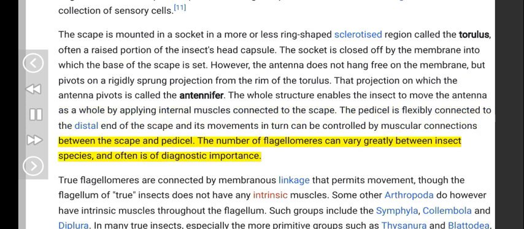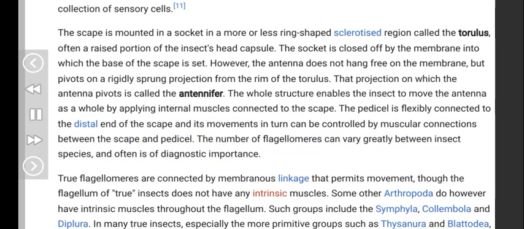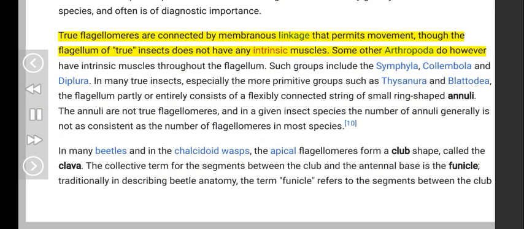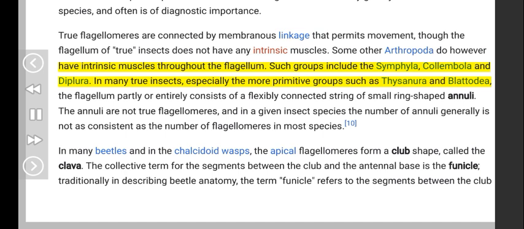The number of flagellomeres can vary greatly between insect species, and often is of diagnostic importance. Flagellomeres are connected by membranous linkage that permits movement, though the flagellum of true insects does not have any intrinsic muscles. Some other arthropoda do, however, have intrinsic muscles throughout the flagellum. Such groups include the Symphyla, Collembola and Diplura.